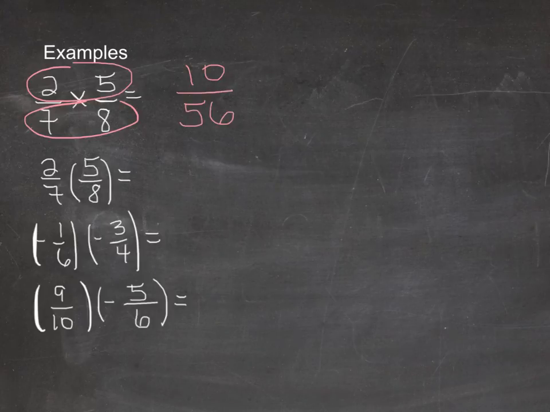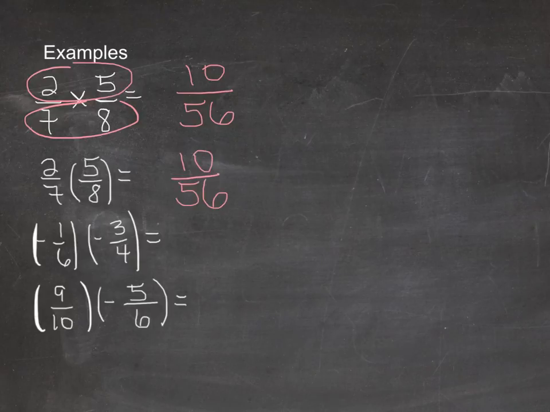But just like in the multiplying and dividing integers video, I'm going to drop the multiplication sign from here on out. So the second question here is exactly the same as the first. I just dropped that multiplication sign. Same thing, 2 times 5 is 10, over 7 times 8 is 56.